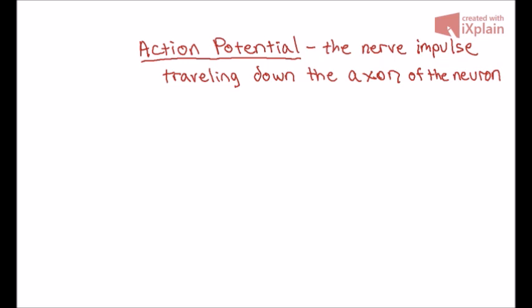So I wanted to talk to you a little bit, continuing with the action potential video. I wanted to talk to you about synapses and neurotransmitters. So just to review, the action potential is the nerve impulse traveling down the axon of the neuron. It's like the electricity. If you imagine that the axon is an electrical cord, the action potential would be the electricity traveling down the electrical cord when you turn something on.